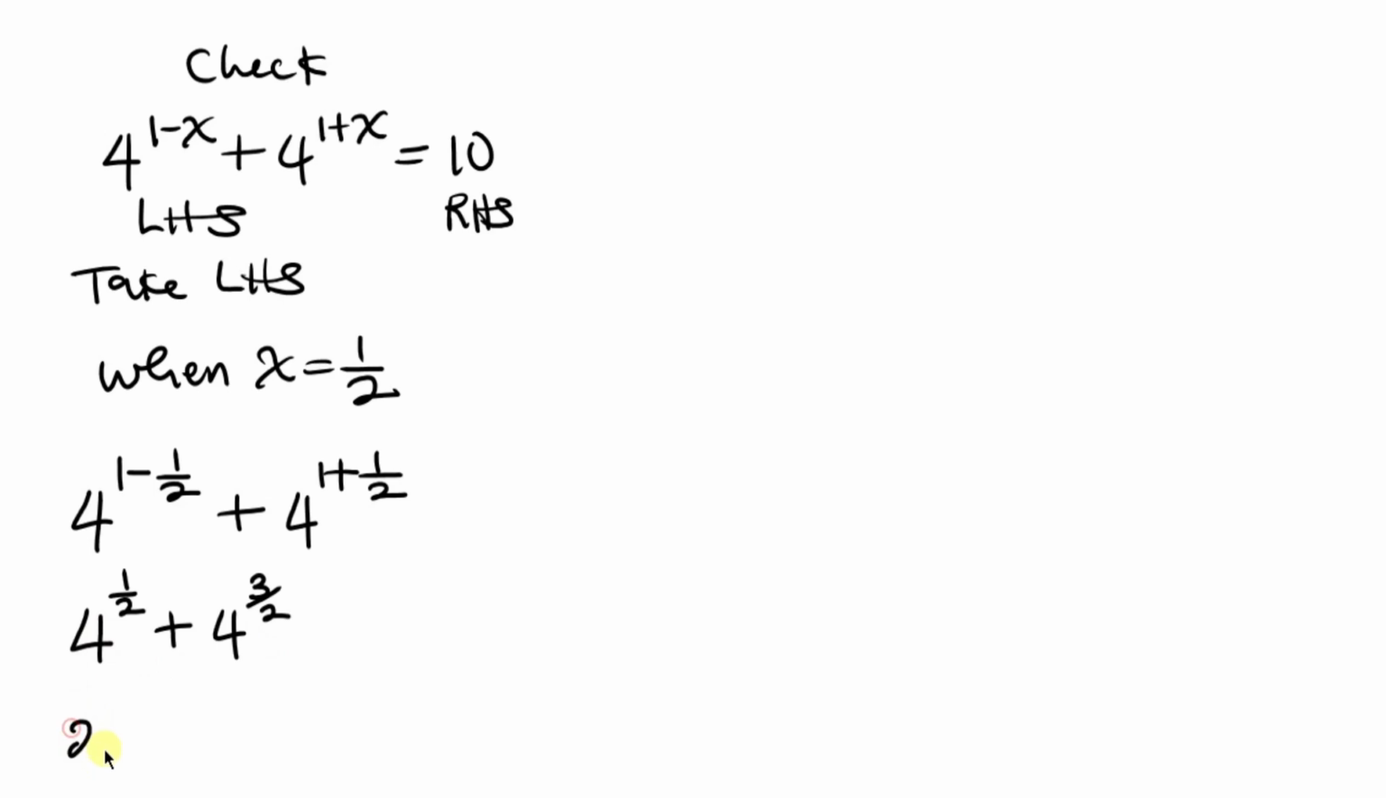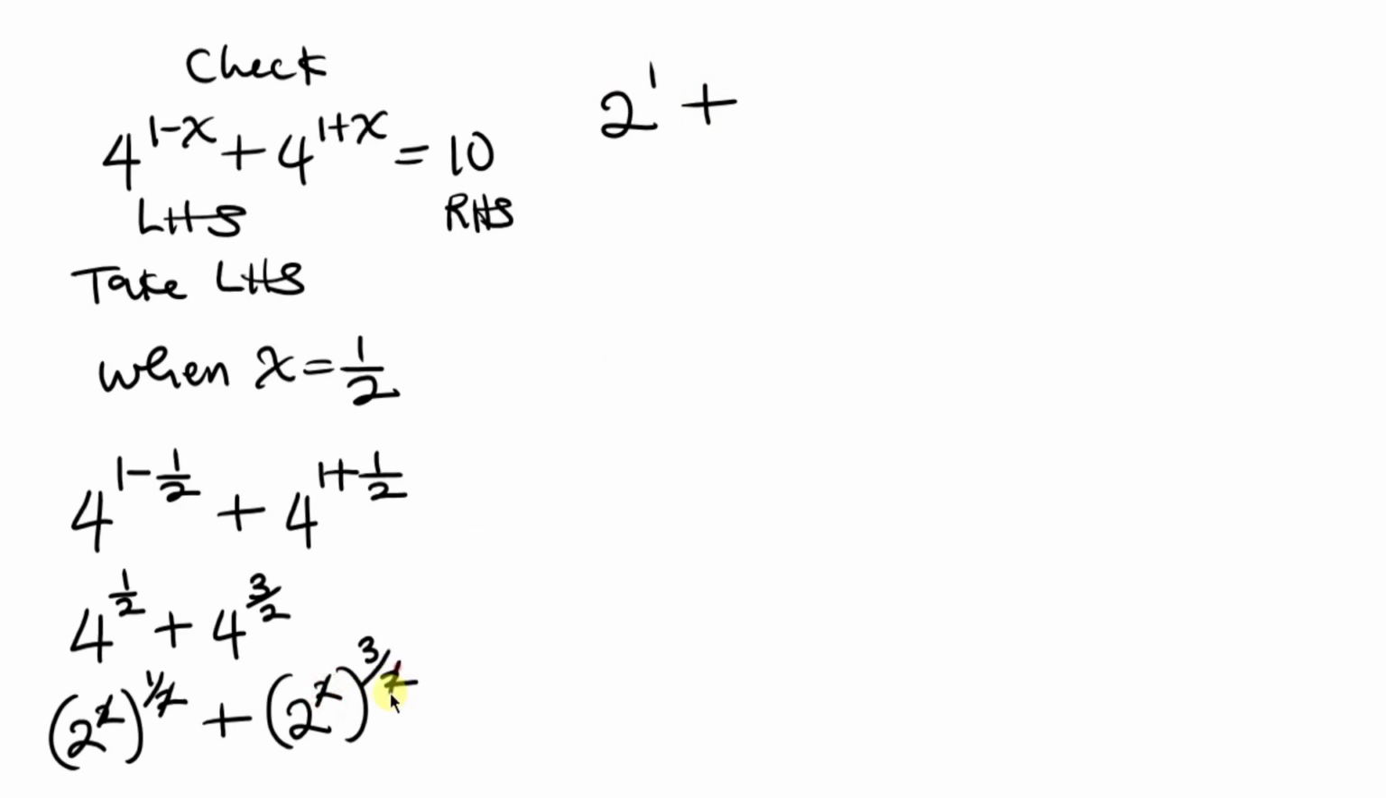4 can be written as 2 squared, and this is raised to the 1 over 2, plus 4 can be written as 2 squared, and this is raised to the 3 over 2. Now from indices, these powers multiply. So this 2 can cancel out this 2, leaving behind 2 to the 1, plus, now this 2 cancels out this 2, leaving behind 2 to the 3. 2 to the 1 is 2 plus 2 to the 3 which is 8.